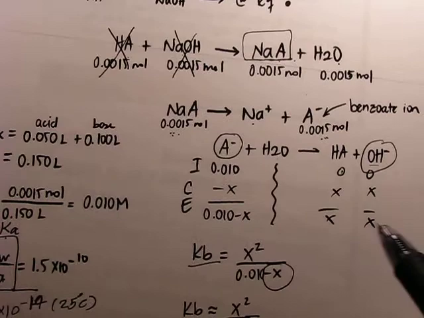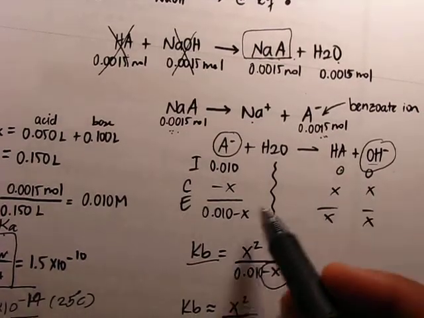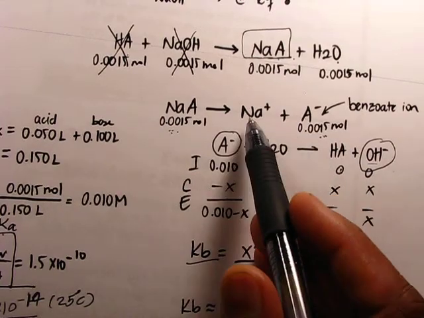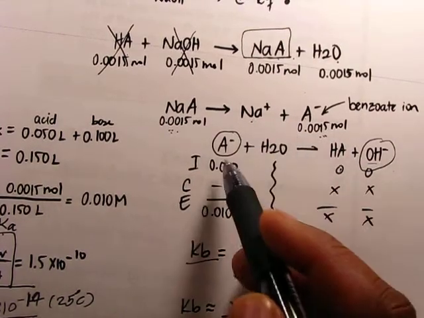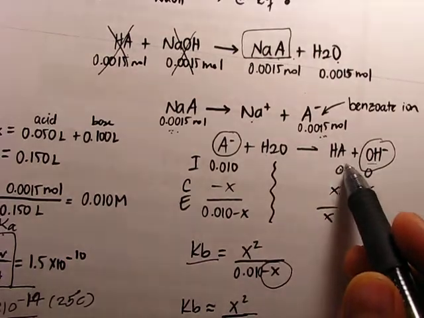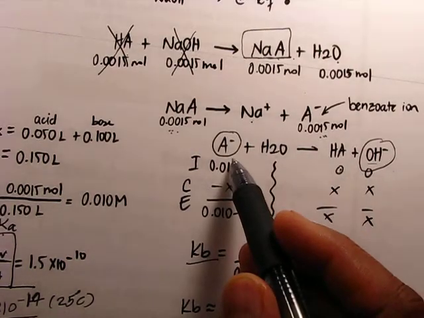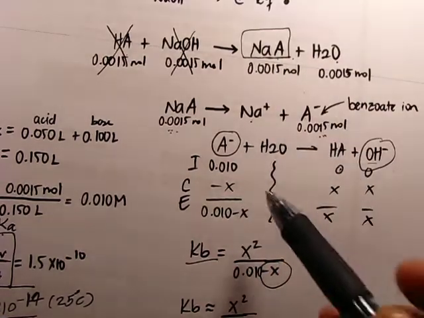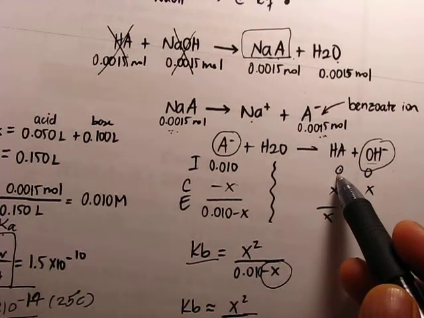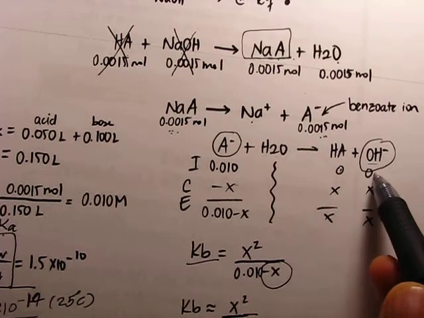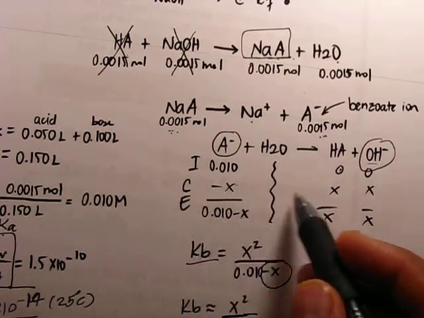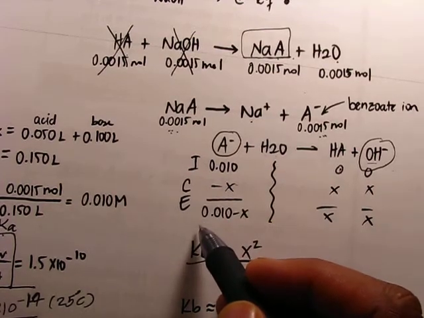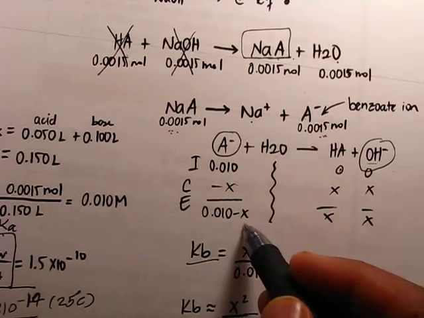anion, and we have to calculate how much. So basically the anion will form, and the sodium will not react with the water. The anion will react with the water to form weak acid and base. So this is the initial concentration of the anion, which is coming from the salt, and the initial concentration of acid and OH minus is zero, then minus x, plus x, plus x, and then we can use an ICE chart to calculate the equilibrium concentration.